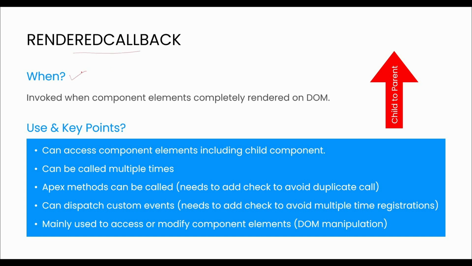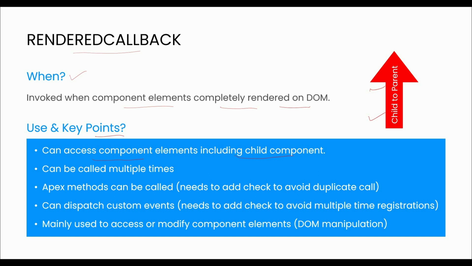Now let's discuss renderedCallback. When will it be invoked? When component elements are completely rendered on the DOM. In which order will it be called? In a parent-child relationship, from child to parent. I mean, the child component's method will be called first, then the parent component's method. And if we talk about key points, then first is, here we can access component elements including the child component. So in the component loading phase, this is the callback method where we can access all the component elements including the child component.